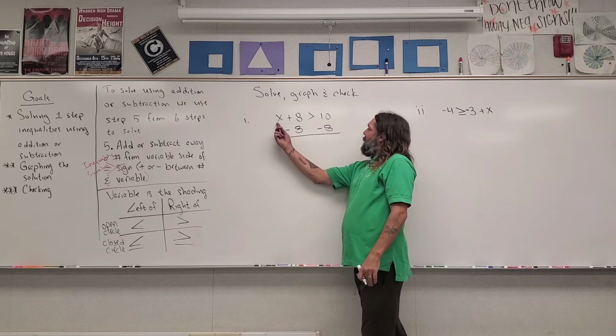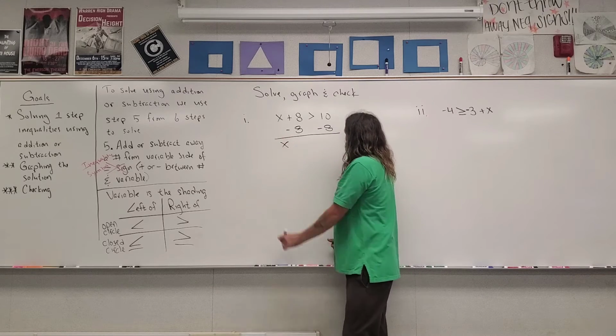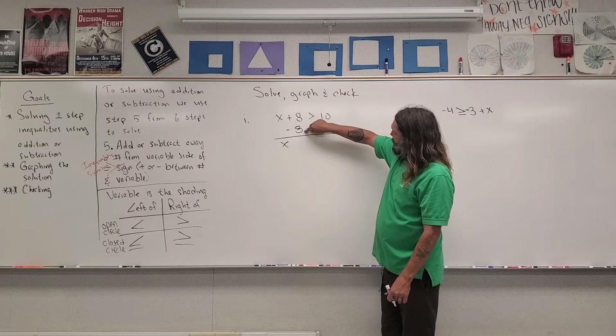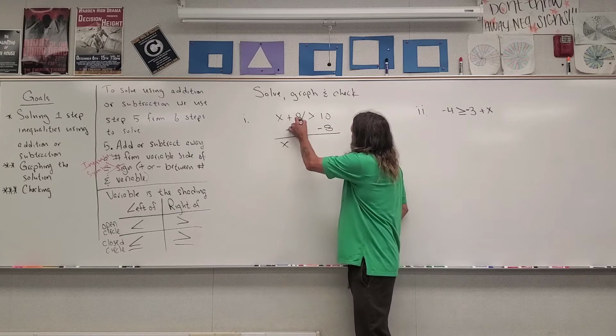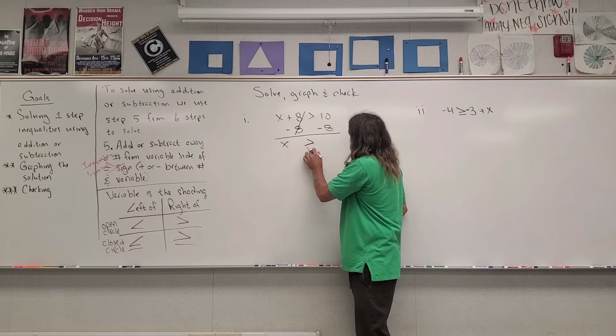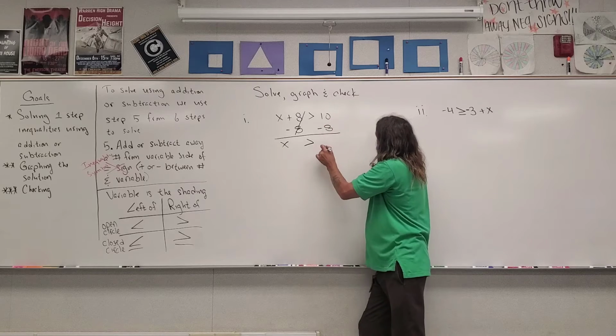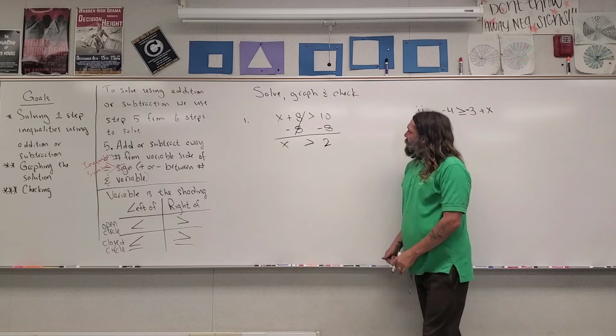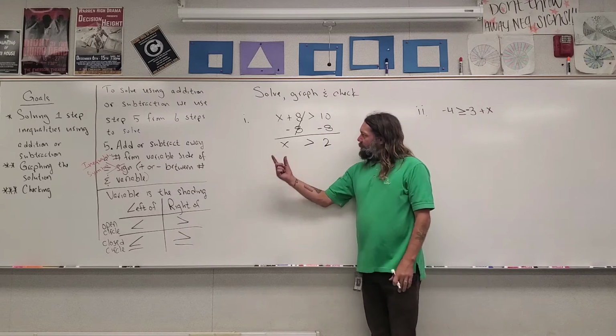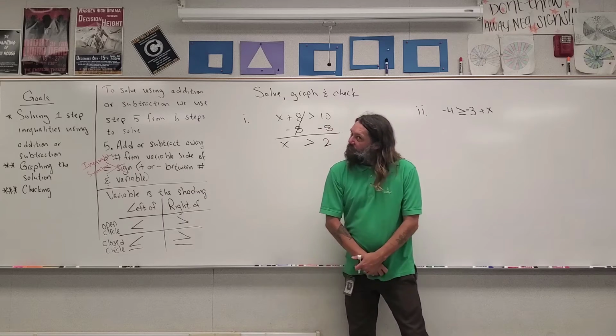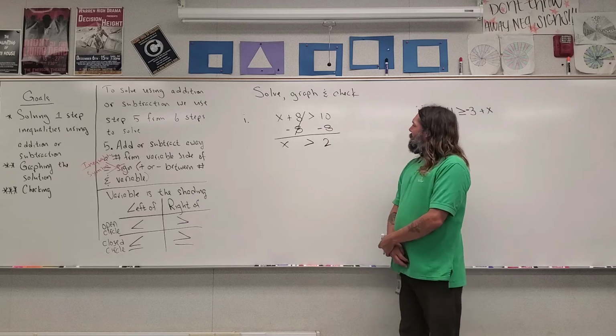So now the x comes down, I did nothing to it. +8 minus 8 is 0, so it cancels itself out. And that is greater than, or right of, 10 take away 8, which is 2. So I've solved this, I've isolated the variable. That's one step, solving by adding or subtracting. Not too difficult.